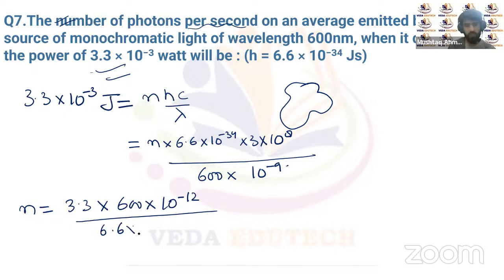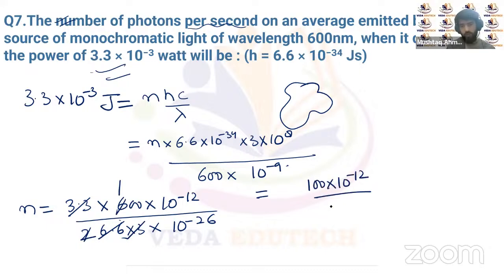Divided by 6 multiplied by 3 into 10 to the power minus 26, right? So this will be the value of n. Let's simplify it. It will be 1, multiplied by 2, so 2 into 3 will be 6. This and this will get cancelled. It will be 1 here, so it will be 100 multiplied by 10 to the power minus 12 upon 10 to the power minus 26. Or we can write it as 10 to the power minus 10 into 10 to the power 26.